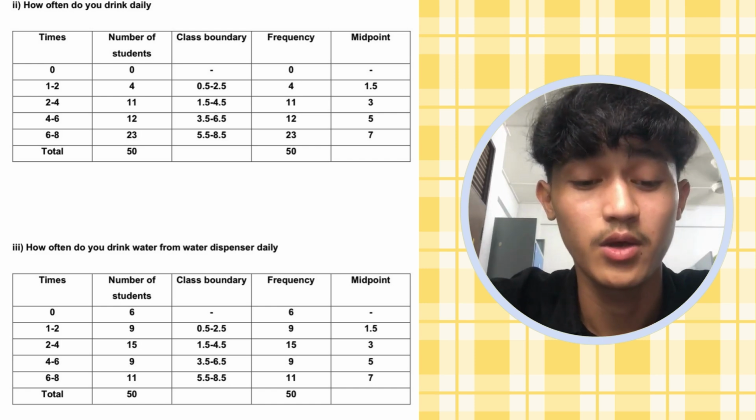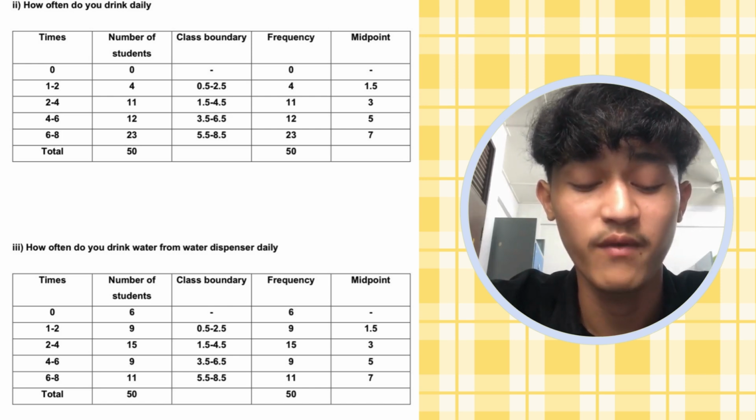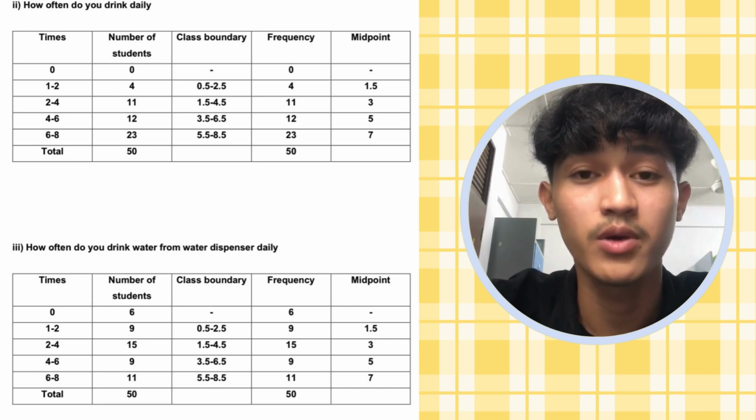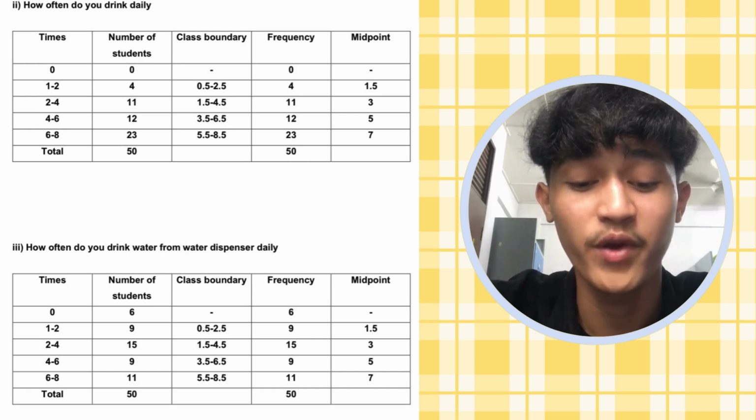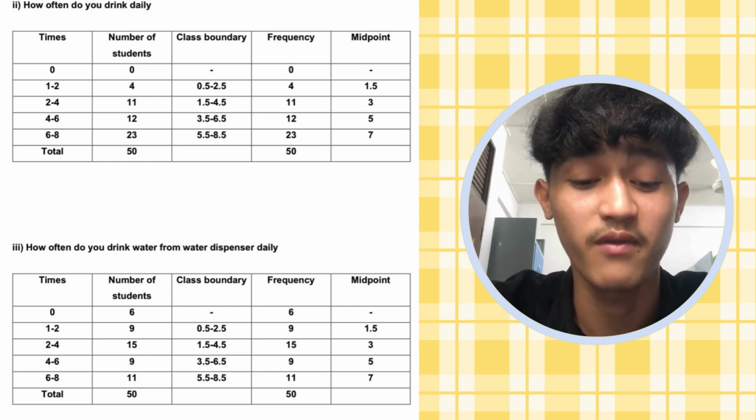For the slide content, question 1, how often do you drink daily? For 0 times, number of students is 0. 1 to 2 times, number of students is 4. Class boundary 0.5 to 2.5. Frequency 4 and midpoint is 1.5. For 2 to 4 times, number of students is 11. Class boundary is 1.5 to 4.5. Frequency is 11 and midpoint is 3. 4 to 6 times, number of students is 12. Class boundary is 3.5 to 6.5. Frequency is 12 and the midpoint is 5.